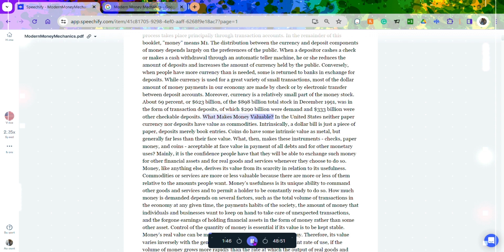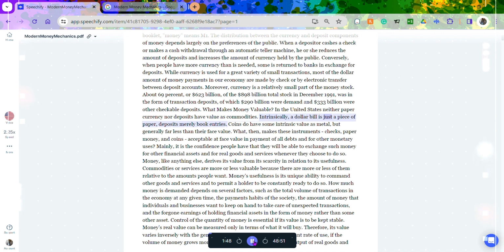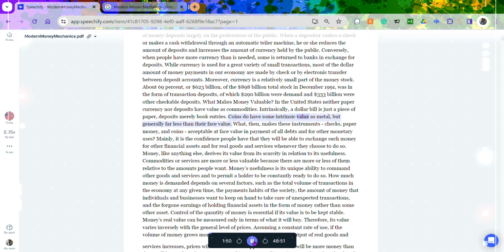What makes money valuable? In the United States, neither paper currency nor deposits have value as commodities. Intrinsically, a dollar bill is just a piece of paper, deposits merely book entries. Coins do have some intrinsic value as metal, but generally far less than their face value.